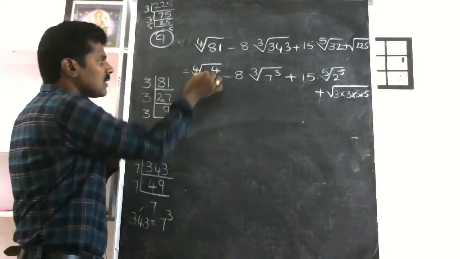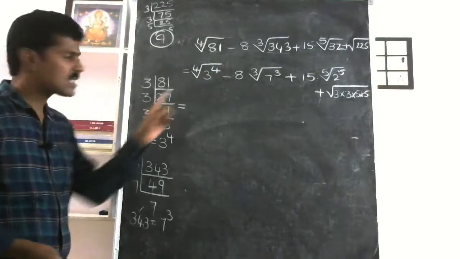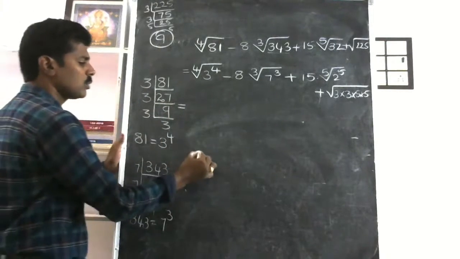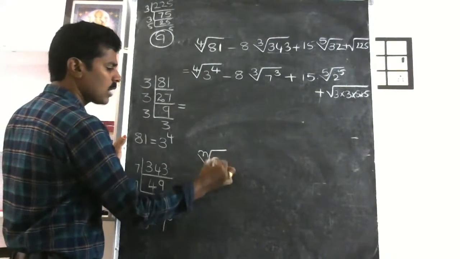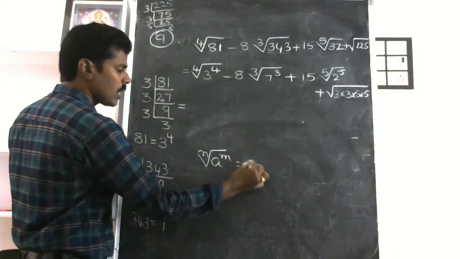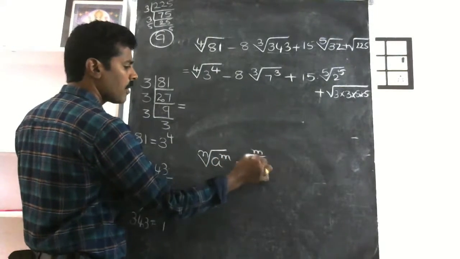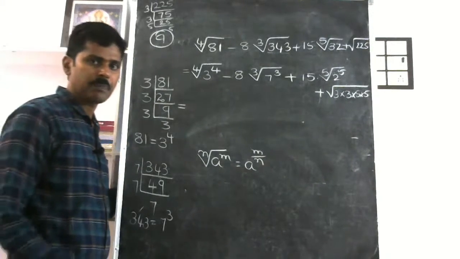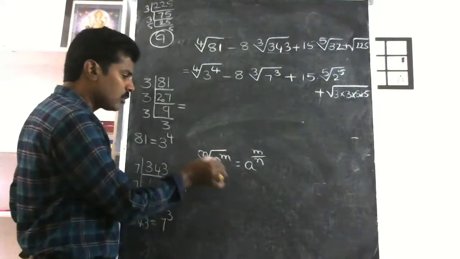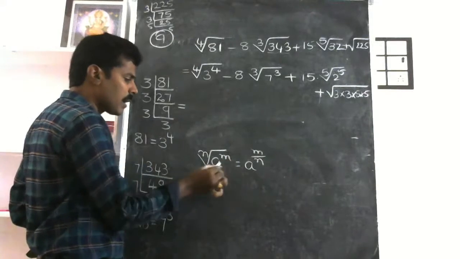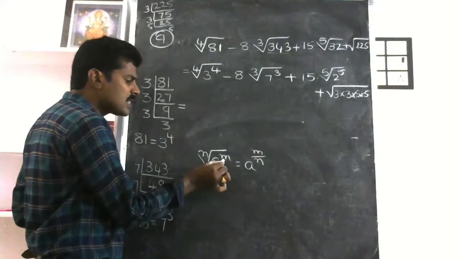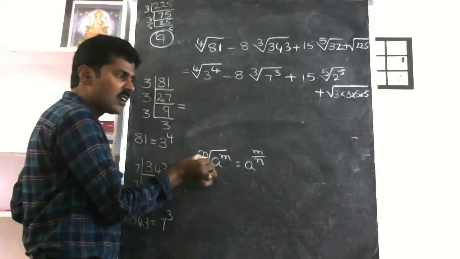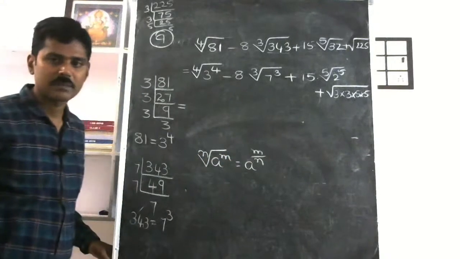Now, this is again converting the radical form into exponential form. How can we do that? If it is the nth root of a power m, it is nothing but a power m by n, as I mentioned in the definition at the start. The nth root of a power m is equal to a power m by n. A should be written the same. The exponent should be written in the numerator and the order should be written in the denominator.